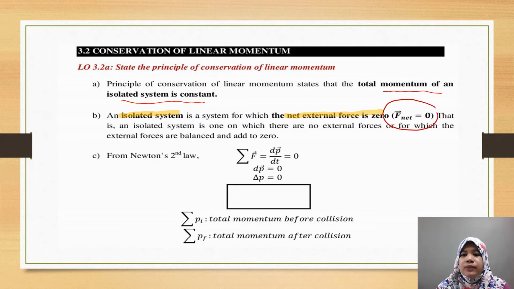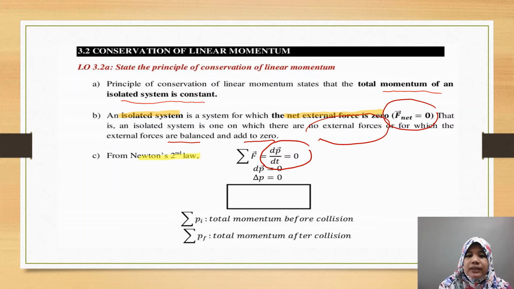Okay, maksudnya F net sama dengan kosong, which is tiada external force yang dikenakan, ataupun external force itu balance, ataupun dia jadikan sama dengan kosong. Okay, so from the Newton second law, the definition, the changing of momentum is equal to 0. Right, so kita ada delta P sama dengan kosong. So daripada delta P sama dengan kosong, maksudnya adalah apa?